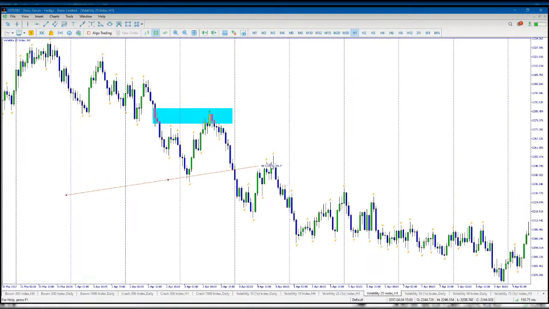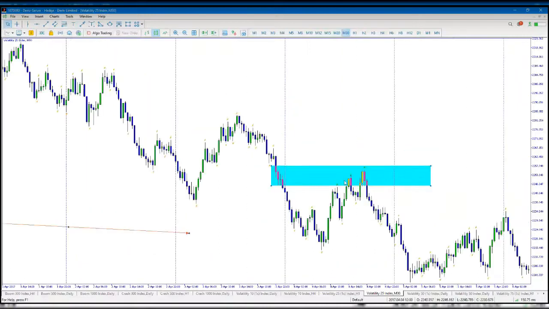So why did price come back here? Let's see again. Why did price turn back here? M30. Okay. It's an imbalance.